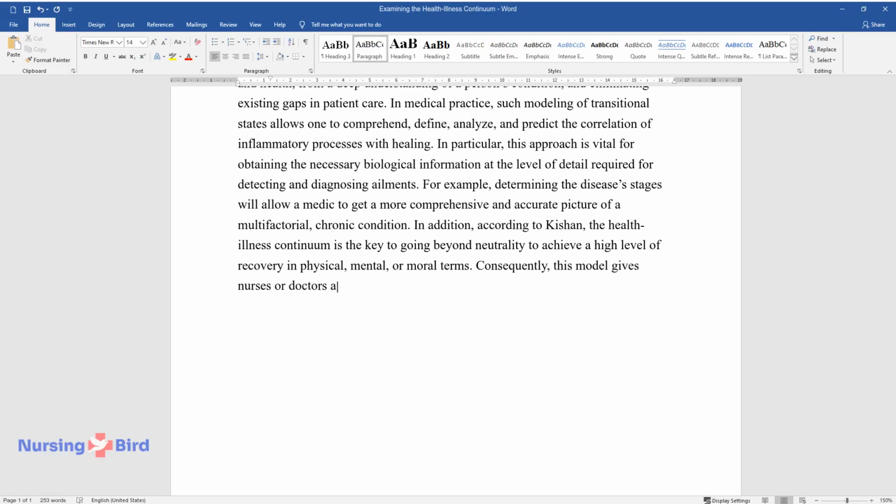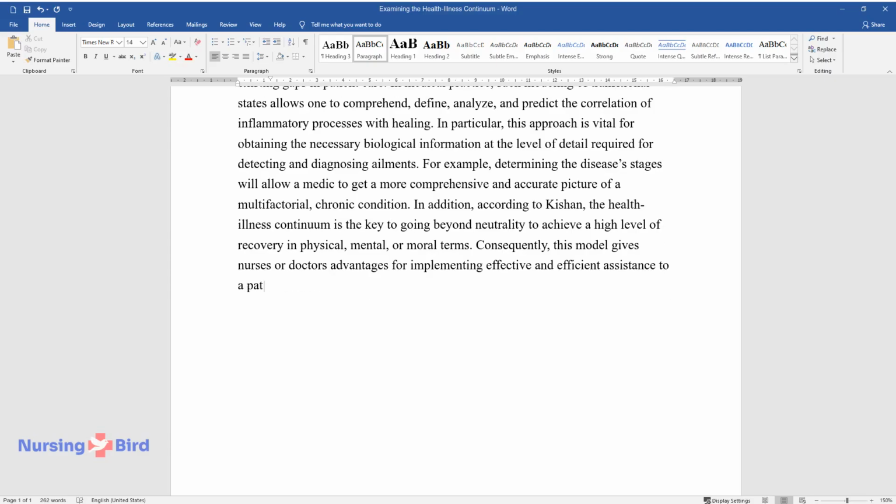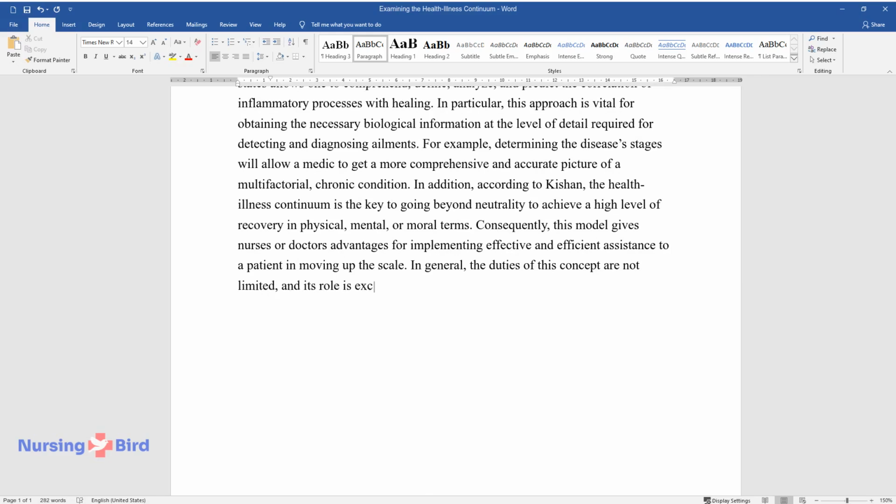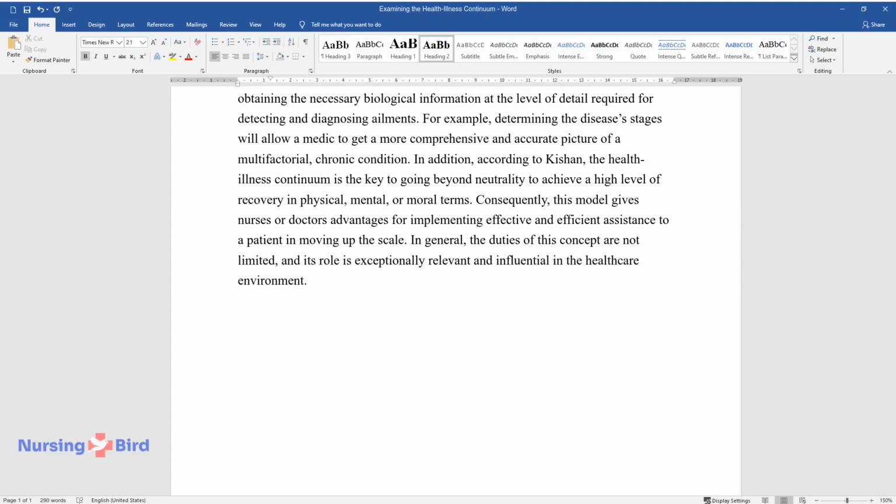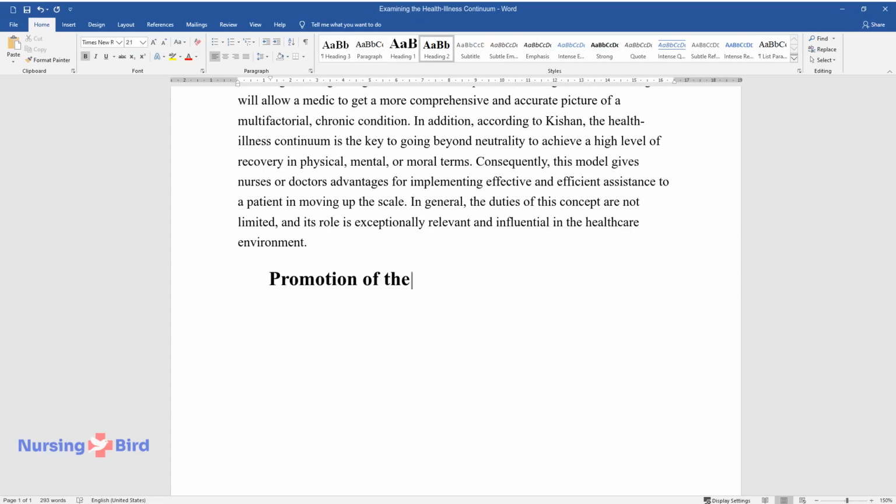Consequently, this model gives nurses or doctors advantages for implementing effective and efficient assistance to a patient and moving up the scale. In general, the duties of this concept are not limited, and its role is exceptionally relevant and influential in the healthcare environment. Promotion of the value, dignity, and human flourishing.